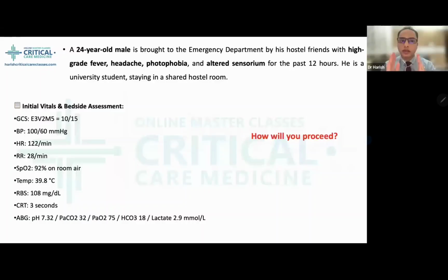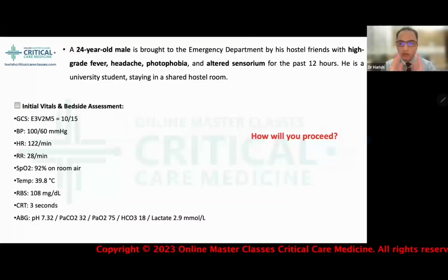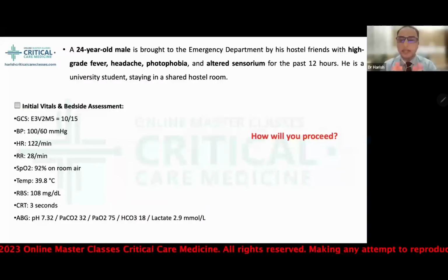So, a young male who had fever, headache, photophobia, altered sensorium, tachycardia, borderline blood pressure, GCS is 10, temperature is high, and there is high lactate with a pH of 7.32. How are you going to proceed? What do you want to do for this patient in the next step?